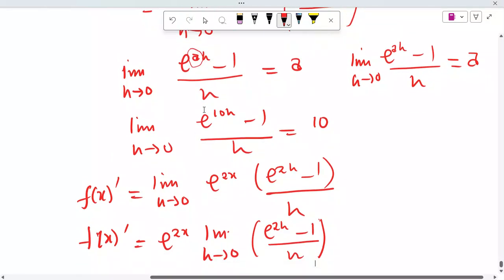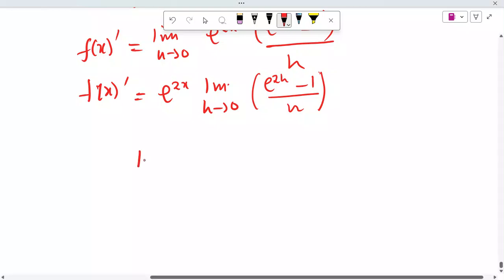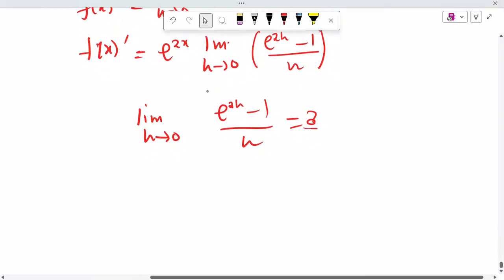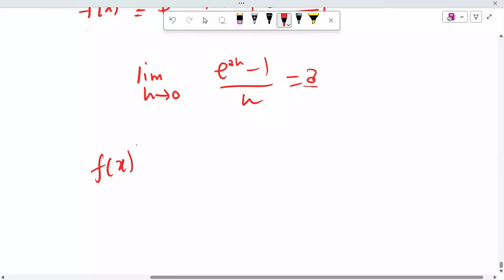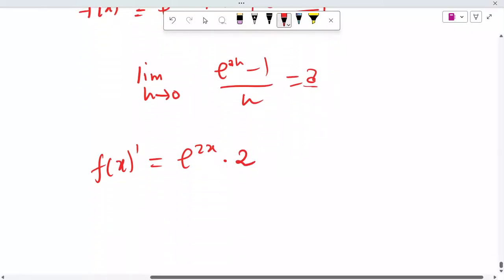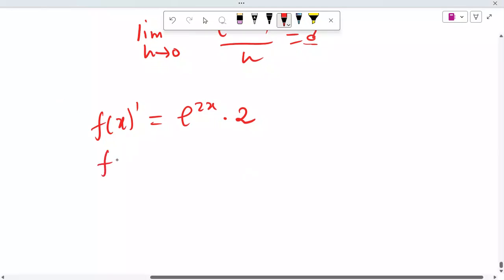So applying this identity here, I will write the identity again. The limit as h approaches 0 of e to the power ah minus 1 over h is equal to a. So a is the coefficient of h here, whatever number you have. Meaning f prime of x equals e to the power 2x times this part, which will just give us 2 if we apply this identity. So f prime of x is equal to 2 e to the power 2x. Okay, so this is your answer.